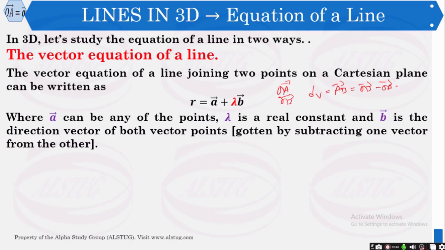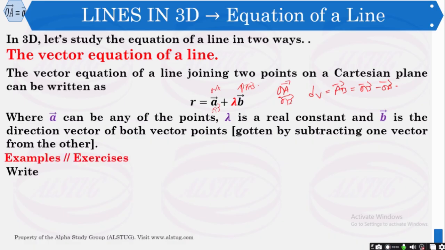If we are writing the equation of a line passing through OA and OB, OA can be in the place of a, and OB can be in the place of a. But one thing is sure: in the place of b, you must have the direction vector. Lambda is any constant. That's why you can put either OA or OB, because if you put OA, lambda will have a different value from when you put OB. However, the equation of the line remains the same. It remains useful and valuable.